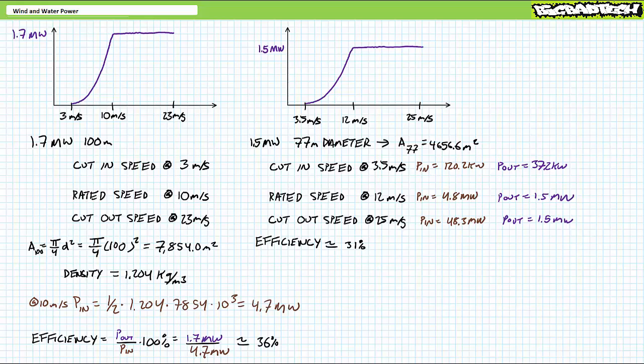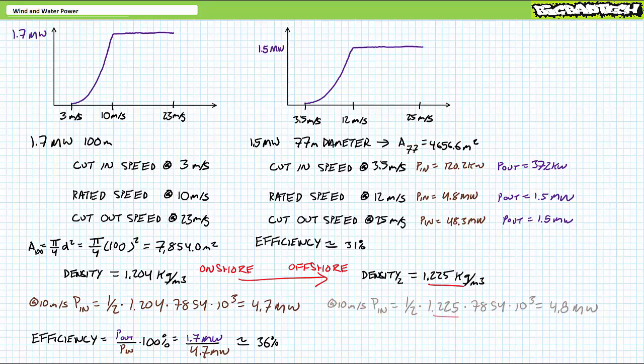Consider the 100-meter diameter turbine installed not in some dusty hot cornfield in the Midwest, but rather an offshore wind farm where the marine environment's cold, moist air has a slightly higher density of, let's say, 1.225 kilograms per meter cubed. This might not seem like much of a difference, but consider the effect increased air density has at a wind speed of 10 meters per second. Substituting the given data and the new density into the power formula yields an input of roughly 4.8 megawatts, essentially 100 kilowatts more input simply because colder, moister air is more dense.